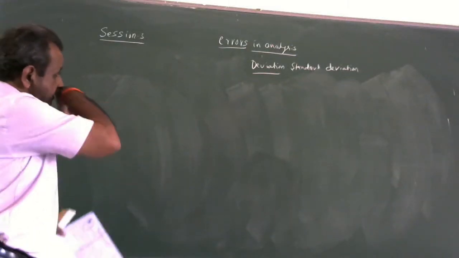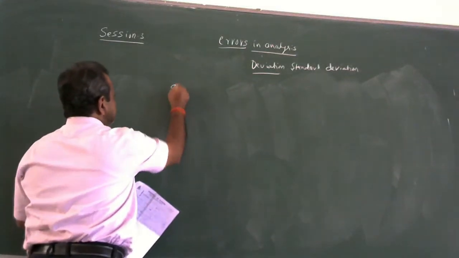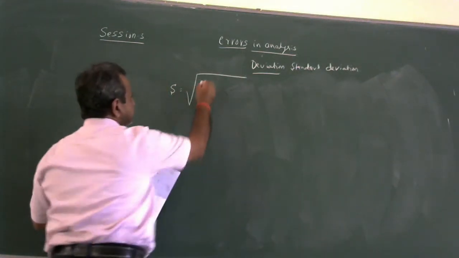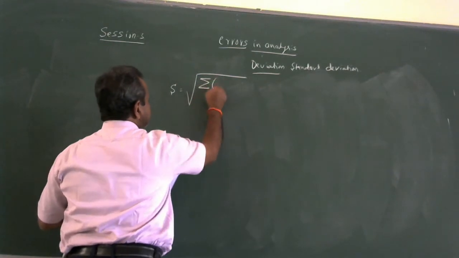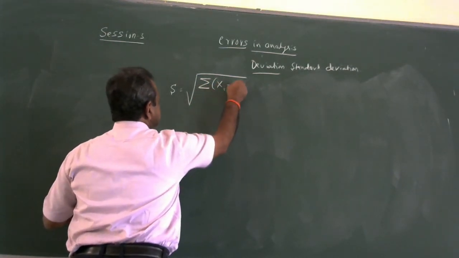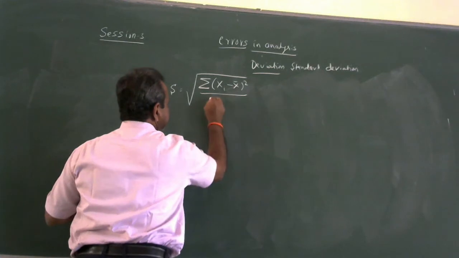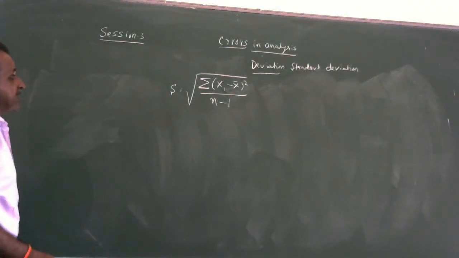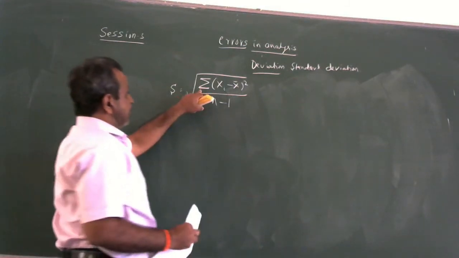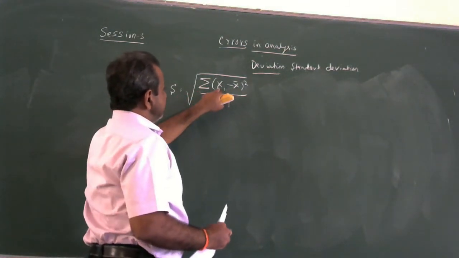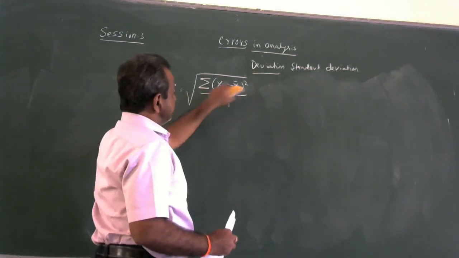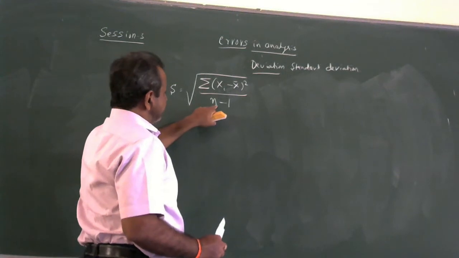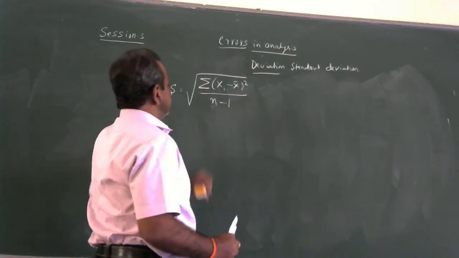And for standard deviation, the formula is this. Standard deviation S is equal to square root of sigma, something minus something, divided by n. This is the formula we use to calculate standard deviation. It is a summation of the difference between the mean and each value. Let me explain. Then n is the number of values, minus 1.